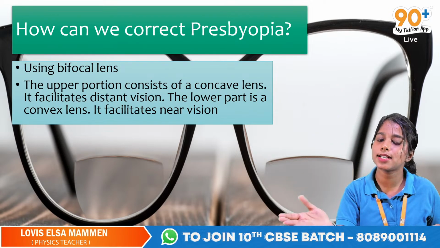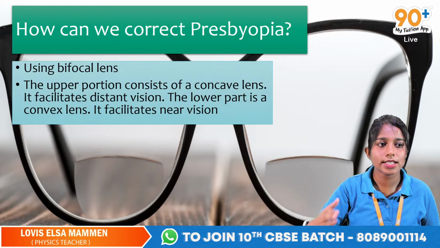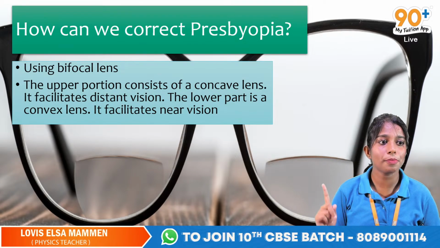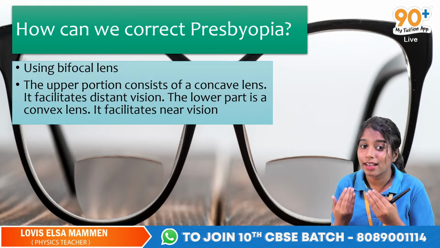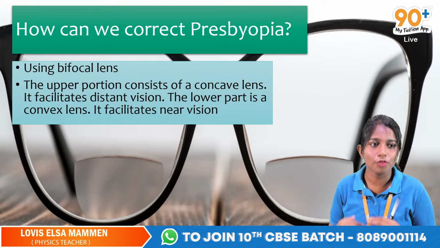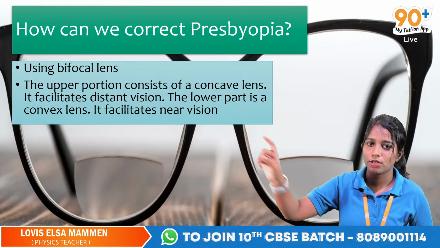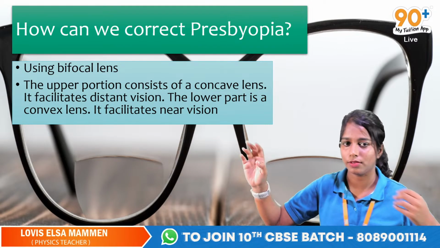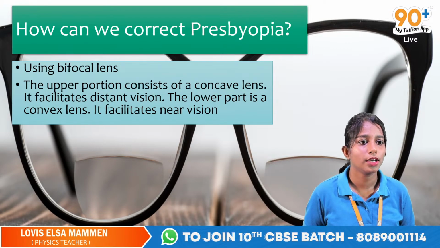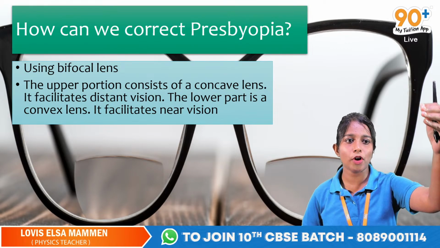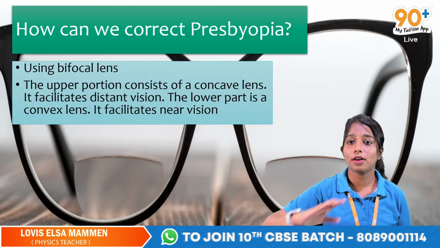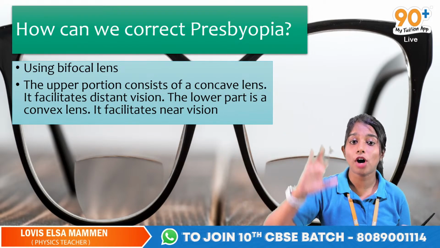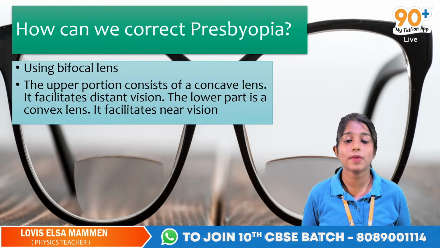And look here, this is convex lens. കോൺവെക്സ് ലെൻസ് എവിടെ യൂസ് ചെയ്തത്? ഹൈപ്പർമെട്രോപ്പിയുടെ കേസിലാണ്. അവർക്ക് അടുത്തുള്ളത് കാണാൻ പറ്റില്ല, so for that we use convex lens. So it facilitates near vision. Got it everyone? Okay, so how can you correct presbyopia? We use a lens or a spectacle which is known as bifocal lens.